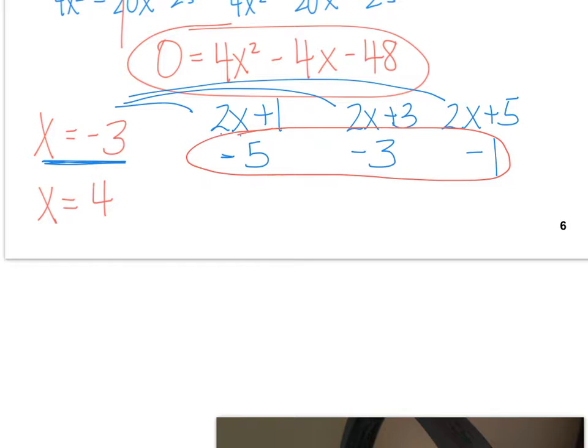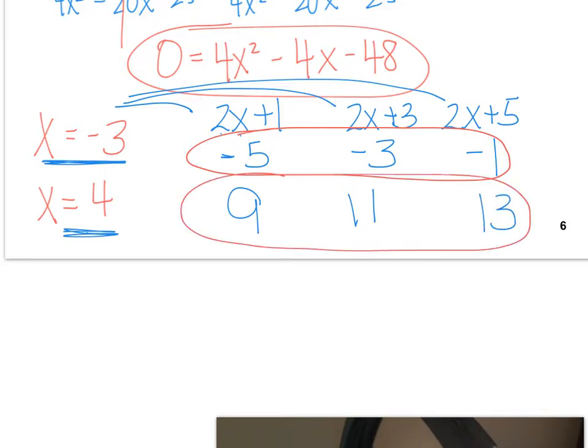Or the other one would be substituting 4 in. So here you're going to get 9, 11, and 13. So that would be another set. So we've got 2 answers here for this question.